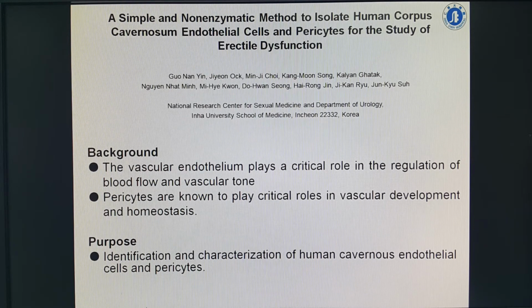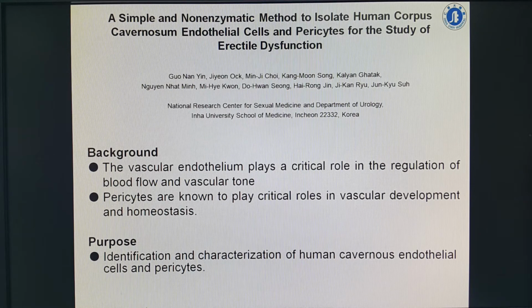The penis has a specialized vascular bed, and penile erection requires well-coordinated interaction between the vascular endothelial cells, smooth muscle cells, pericytes, and neuronal cells. The vascular endothelium plays important roles in the regulation of blood flow. Pericytes are known to play critical roles in vascular development and homeostasis.